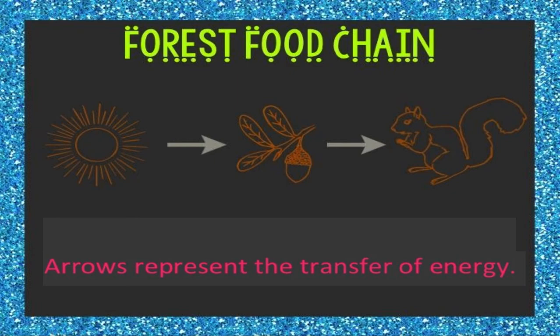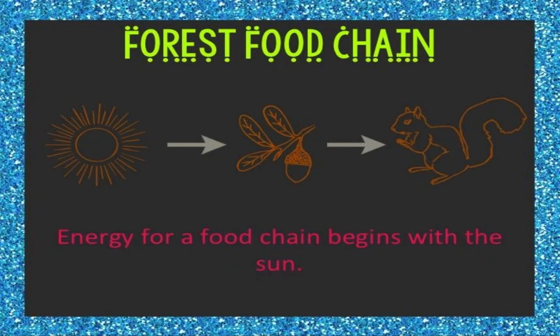Here's our forest food chain. The arrows in the food chain right here represent the transfer of energy. Energy for a food chain begins with the sun. So we have the sun. Our arrows are transferring energy through the organisms.